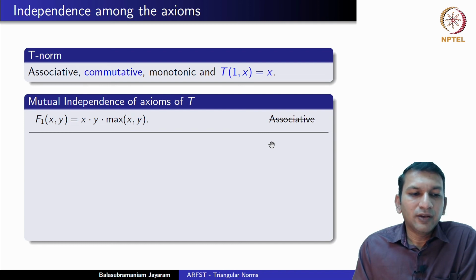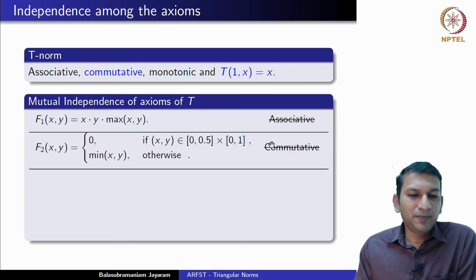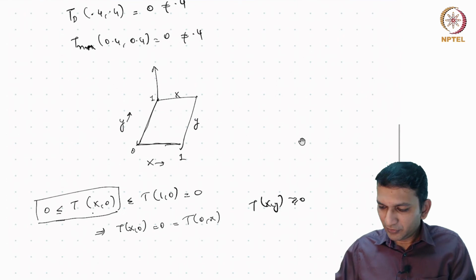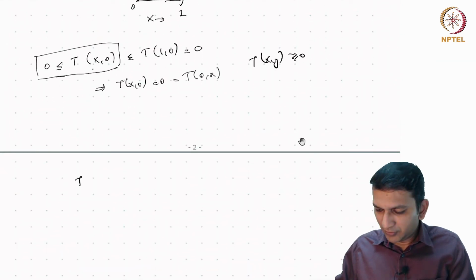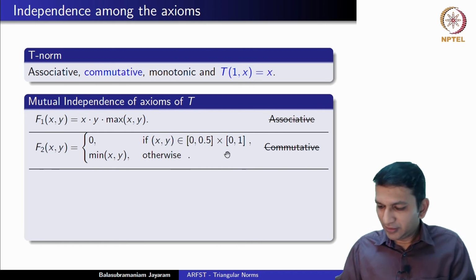Here we see that this function does not satisfy associativity, but it is commutative and monotonic. And it also satisfies the identity property. If I take y to be 1, it is x times 1 times 1, which is x. Thus, it satisfies all three properties of commutativity, monotonicity and identity, but not associativity. And if you look at this other function, it can be shown it is associative. Clearly, it is not commutative, because when you take the value 0.4, 0.6, it falls in this regime. Here it becomes 0.